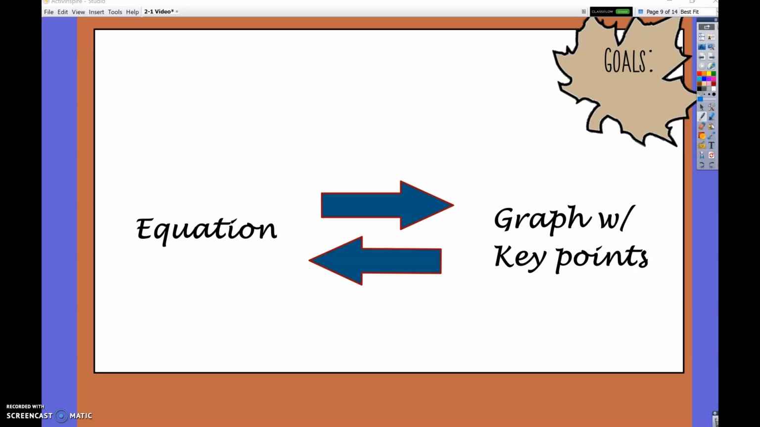In this first video, we focused a lot on going from equations and finding key points of the graph by getting the equation first. In the next sections, you'll be taking the graph with the key points and making the equations. So we have traveled this way. Watch the next video to be able to travel this way.